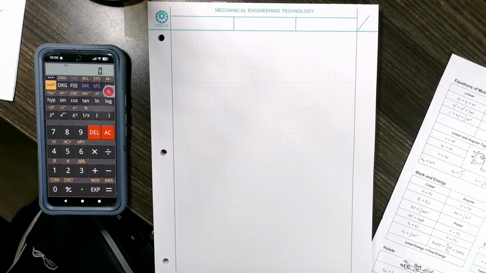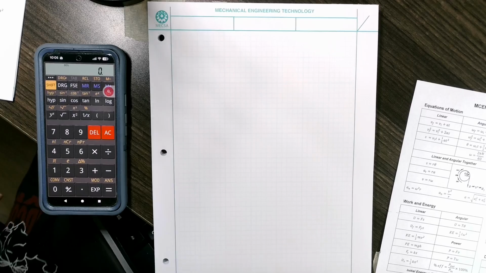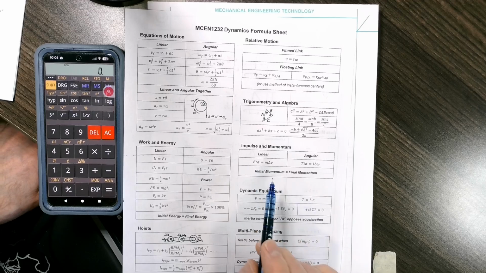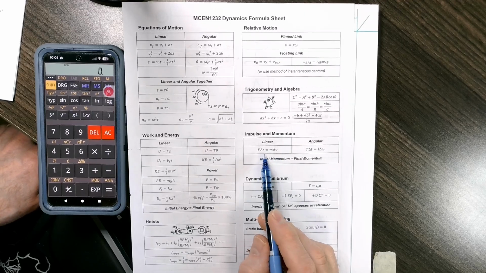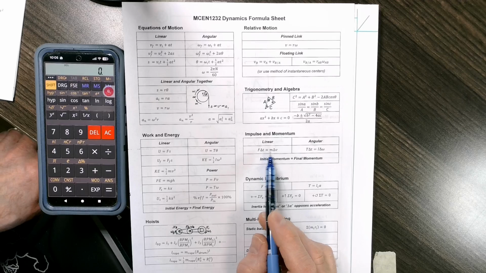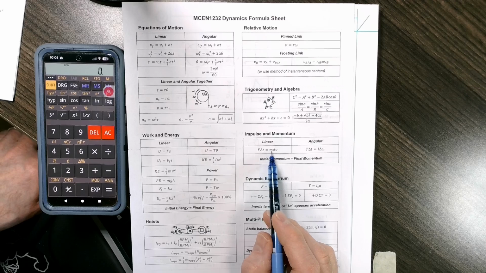Hi, this is a video on the application of the linear impulse momentum method of kinetics. The linear impulse momentum method is nothing more than a form of Newton's second law, where the acceleration term is split out to be delta v and delta t. The left side is force times delta t. That's the impulse term. And the mass times velocity is the momentum term.